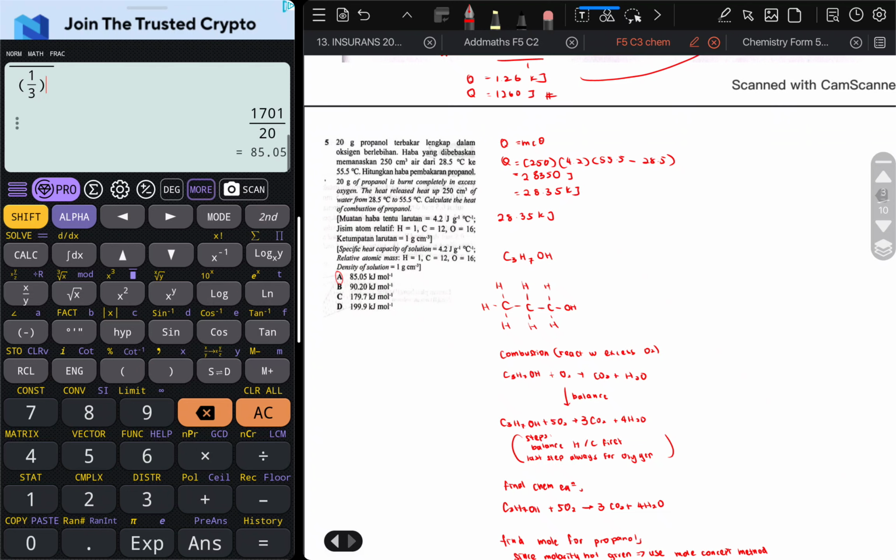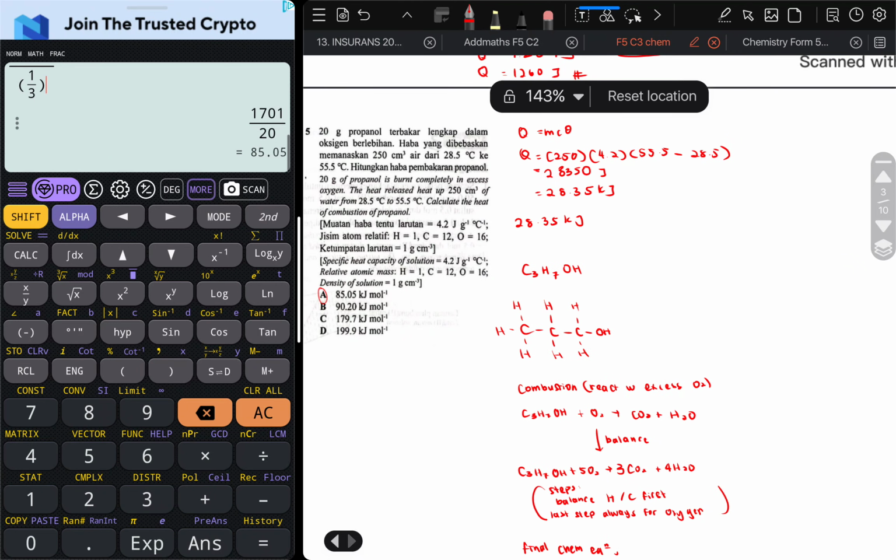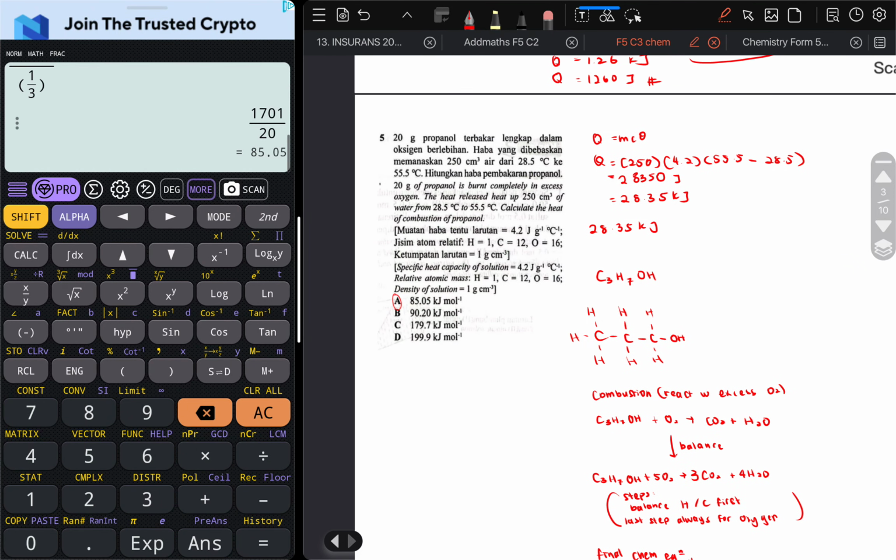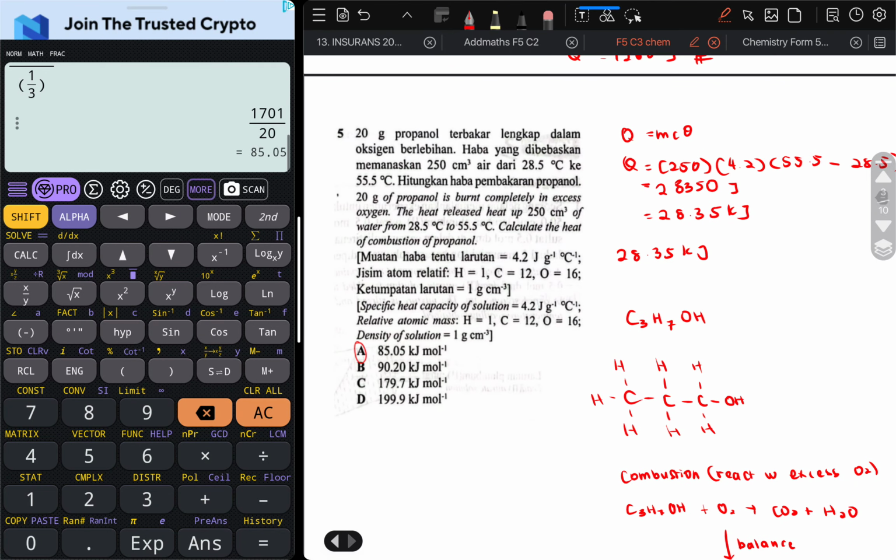Okay, so for this part, for the last question, for your objective question. Okay, so let's just discuss the answer. The answer is A. So for this one, you're going to study about heat of combustion.